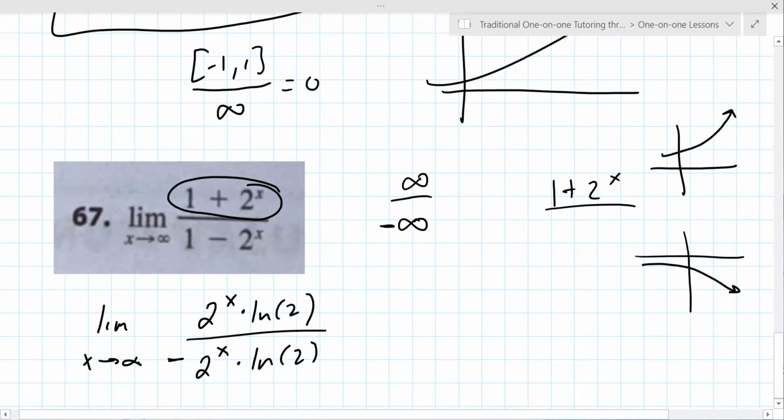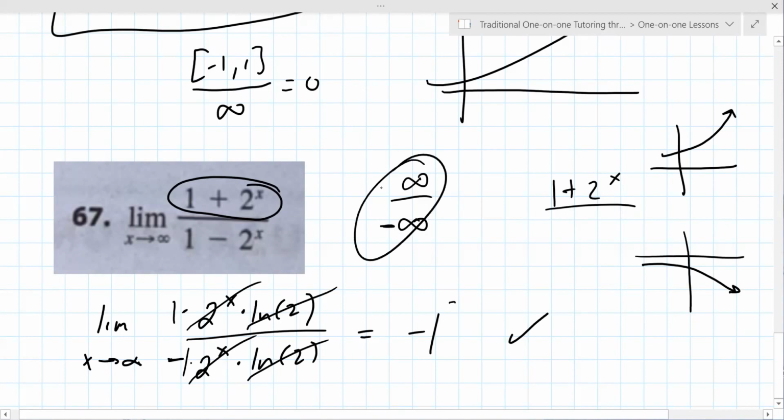Does anything here cancel? Yes. Okay, and there's a 1 here, like sometimes we forget that, and there's a negative 1 there. So this equals -1, and that's your answer. Okay. So whenever you get one of these indeterminate forms, you have to take the derivative of the top and the bottom. Okay.